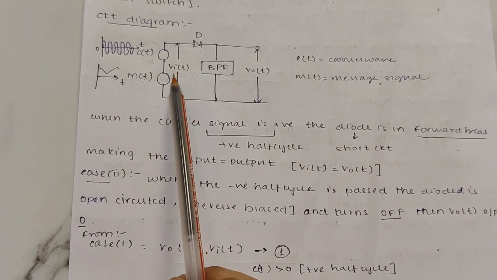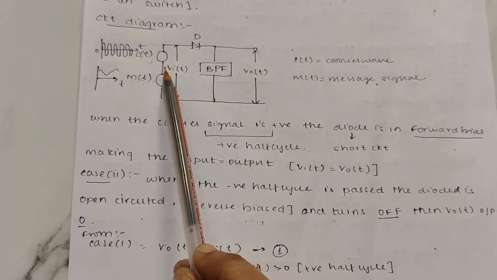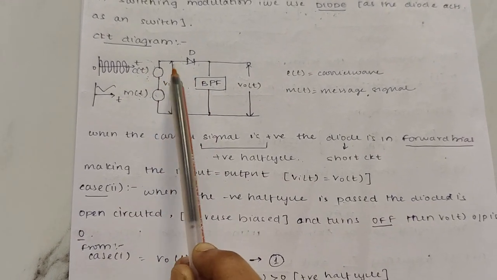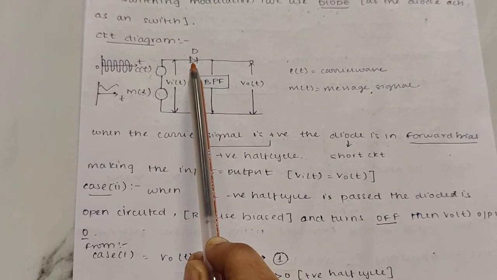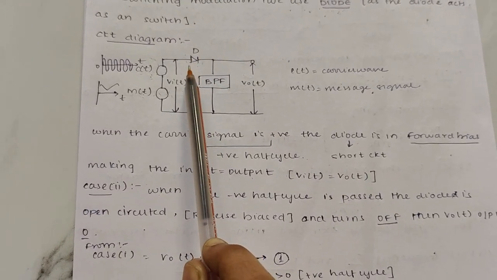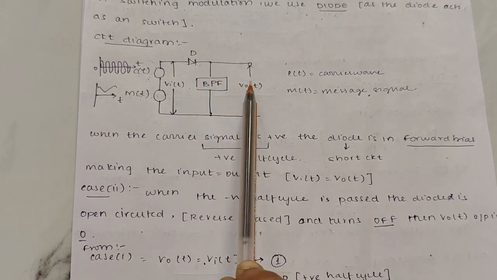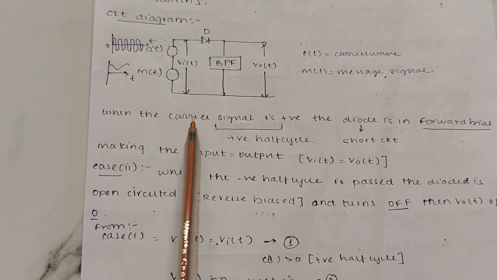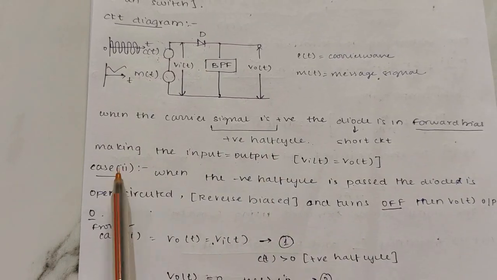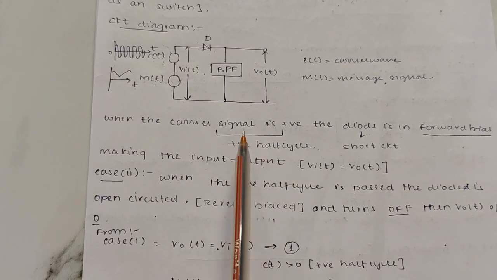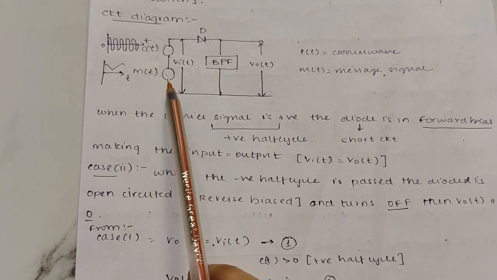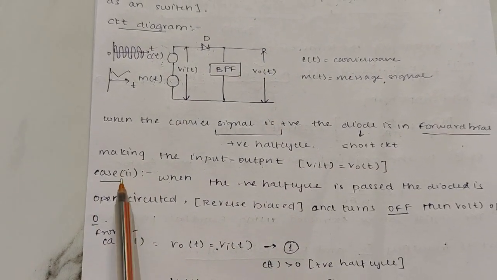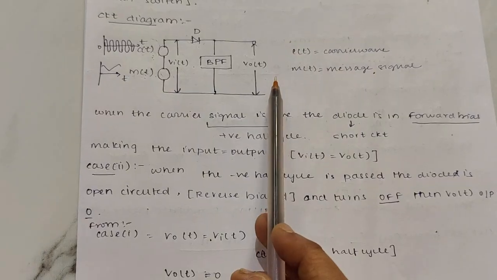In the second case, the diode is reverse biased. When a negative half cycle of the carrier wave is passed through the diode, it becomes reverse biased. So it becomes an open circuit and V naught of t equal to 0. So there are two cases: one is the positive half cycle and the other is the negative half cycle. In the positive half cycle, Vi of t equal to V naught of t. In the negative half cycle, that is case 2, V naught of t equal to 0.